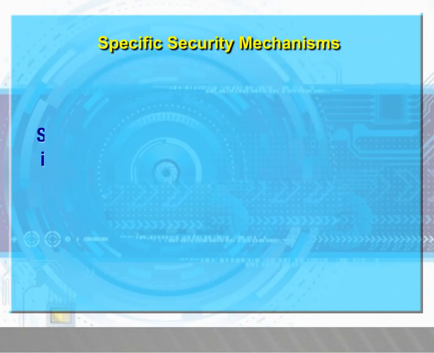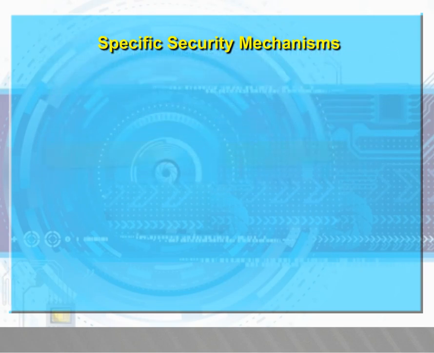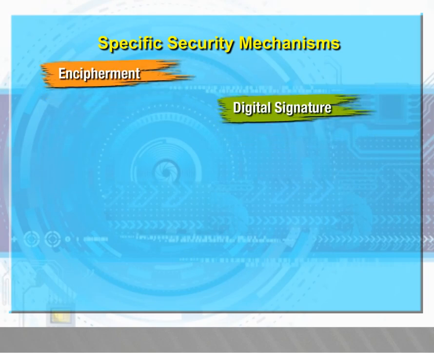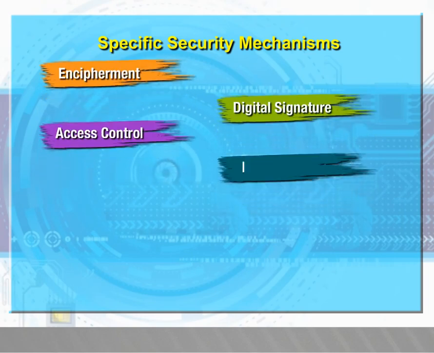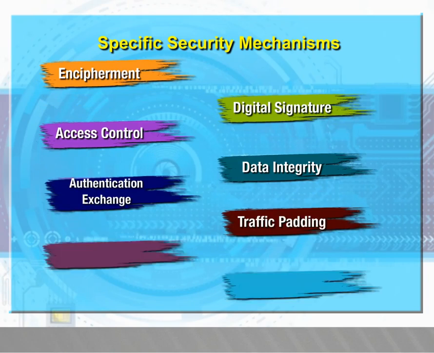Specific security mechanisms. Specific security mechanisms might be included into the suitable protocol and give some of the OSI security services: encipherment, digital signature, access control, data integrity, authentication exchange, traffic padding, routing control, notarization.